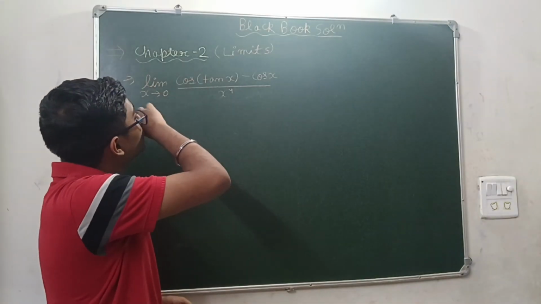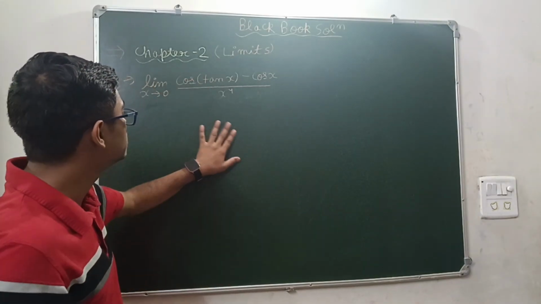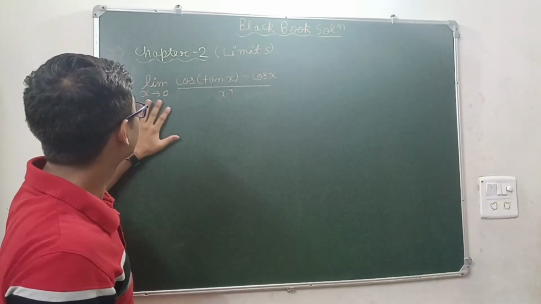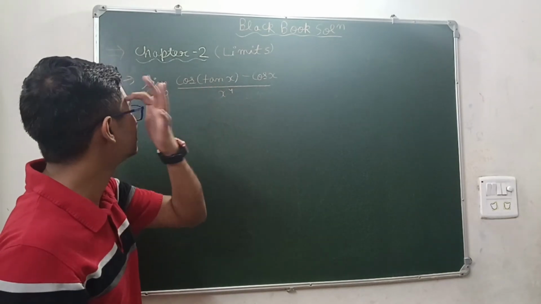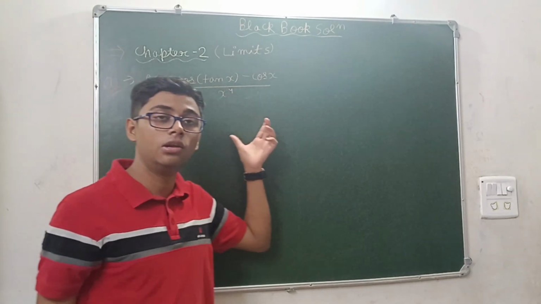If you see here, this is the very first problem given in this book: limit x tends to 0 of (cos of tan x minus cos x) upon x to the power 4. We have to evaluate this limit.